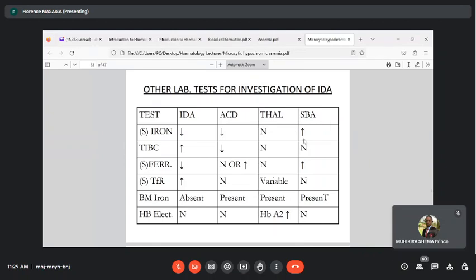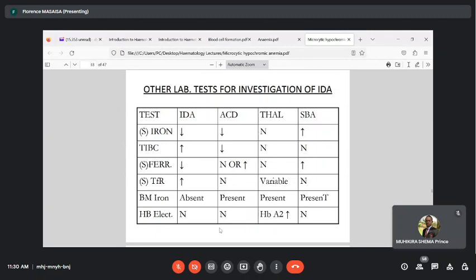TIBC, total iron binding capacity, will be increased in iron deficiency, decreased in anemia of chronic disease, and the rest will be normal. Ferritin will be decreased in iron deficiency. Here, anemia of chronic disease is mostly due to an inflammatory process. So ferritin is a positive acute phase protein, which is supposed to be increased in case of inflammation. So it may be either normal or increased. Normal in thalassemia, but in sideroblastic anemia the iron which is supposed to go for erythropoiesis is no longer used, so there will be an increase in ferritin in case of sideroblastic anemia.